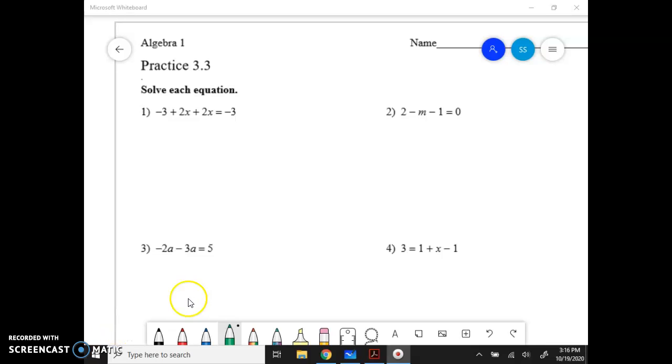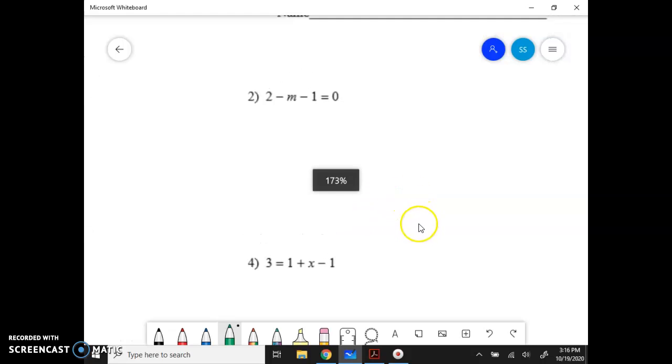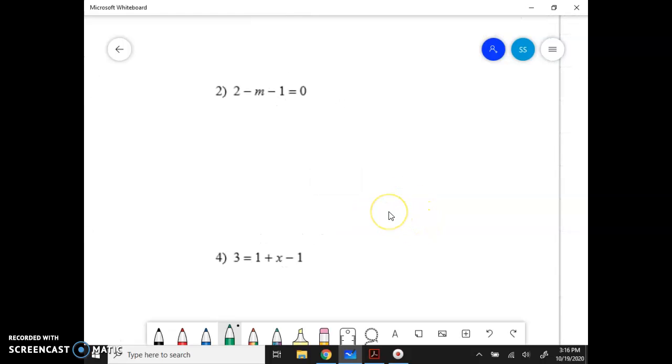Okay, here we go. This is the practice problem video for 3.3 multi-step equations. Let's go ahead and look at the even problems this week, and you guys can do the odd problems. All right, so the first thing we need to do is combine like terms.